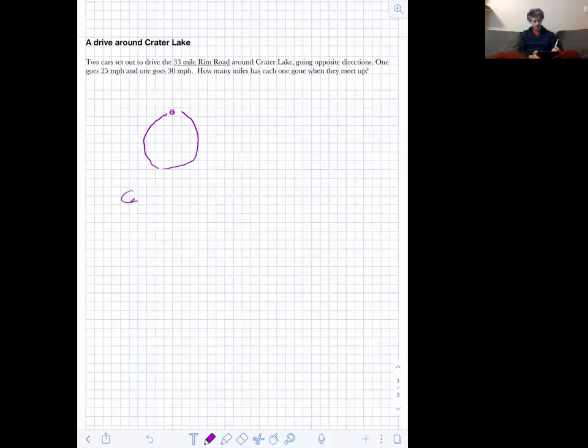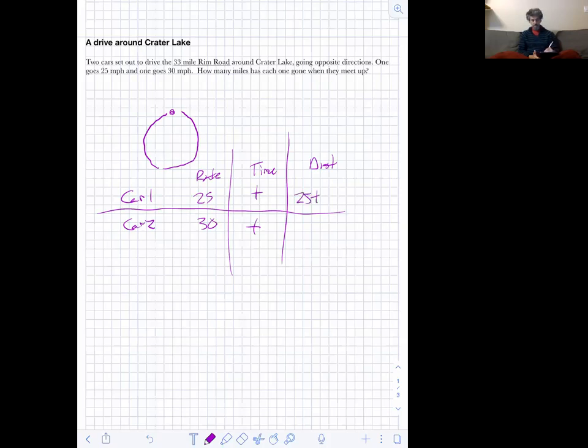So car 1, car 2, rate, time, distance. And once again, I gave us both rates, 25 and 30. The time I didn't give, but they're both driving for the same amount of time this time. So we're just going to call it both t. And therefore, the one car's distance is 25t, and the other car's distance is 30t.